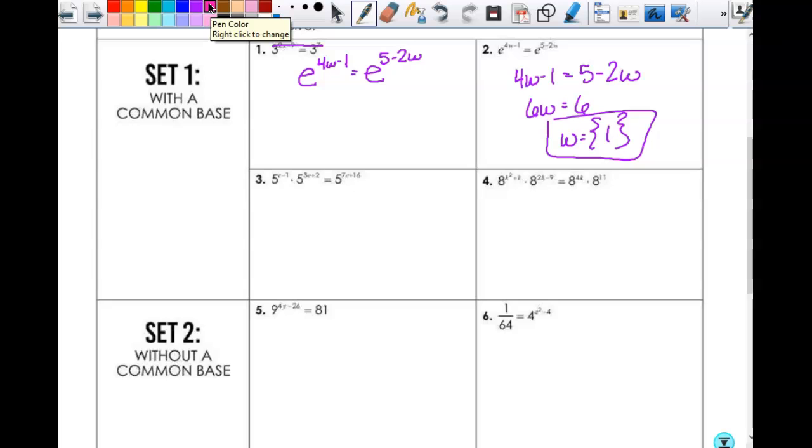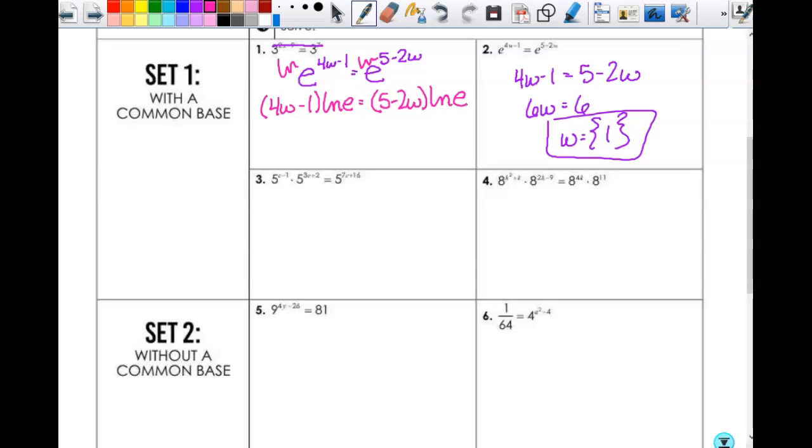Since I'm dealing with e, I would take the natural log. So I'm going to take the natural log of both sides. When you do that, then the exponent gets to come out front, right? So we would get 4w minus 1 times the natural log of e equals 5 minus 2w times the natural log of e. Right? What's the natural log of e? 2.7. No, not what is e. I don't want to know what e is. The natural log of e. What's the base of that log?